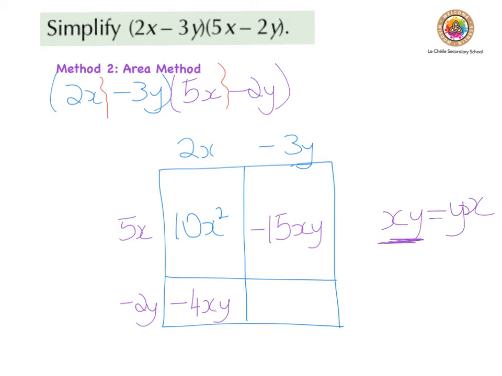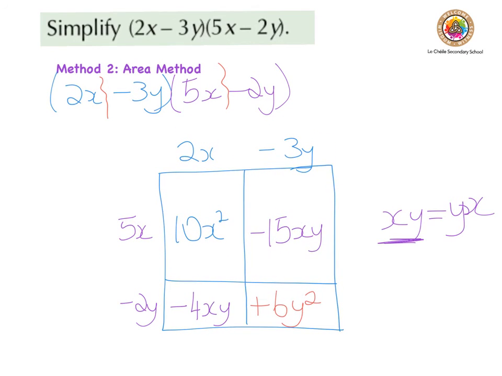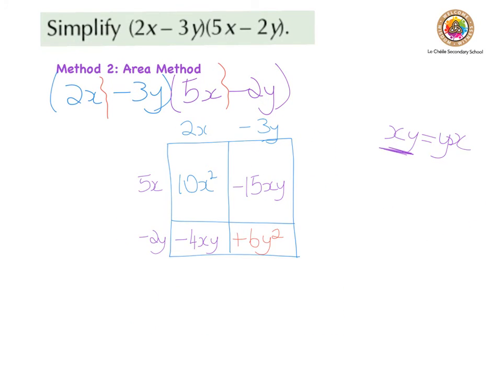And then lastly, we'll just have a look at our last quadrant here. Well, I have minus 2y by minus 3y. So minus by minus, well, that's a plus. 2 by 3 is 6. And y by y is y to the power of 2, or y squared. Very simply then, we just want to tidy that up. And tidying that up, I just simply have, well, that all equals to 10x squared minus the 15xy minus 4xy and plus my 6y squared.